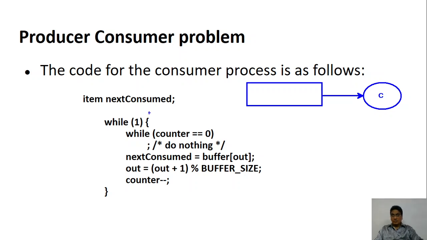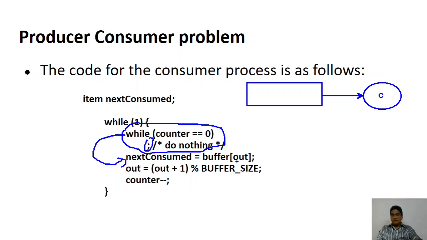So how will the consumer do it? The consumer will check how many items are there, the count of items. If the count of items is 0, then you run a dummy loop without doing anything. You run a dummy loop until an item is produced. Once an item is produced, this counter value will change, the while loop will break, and the control will come to the next one.